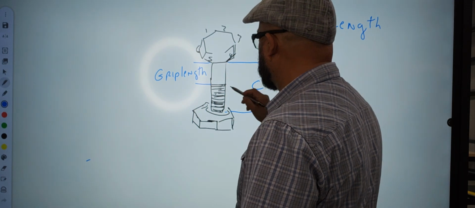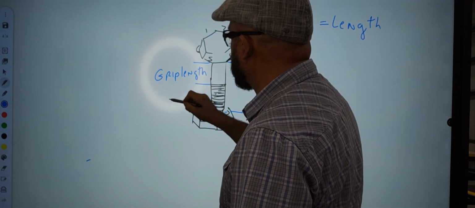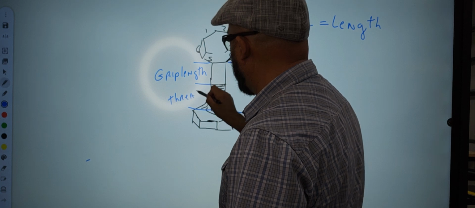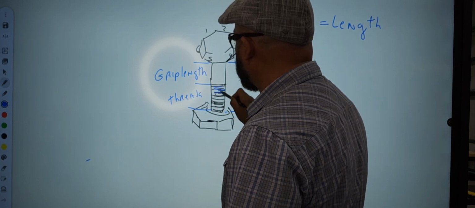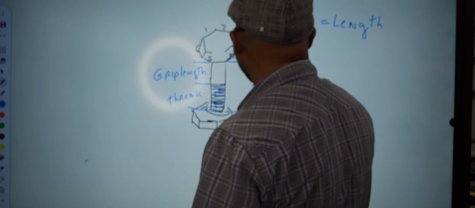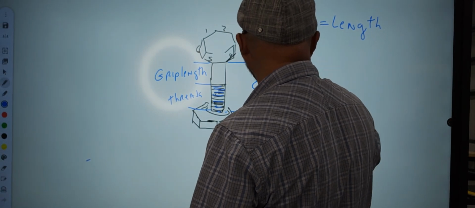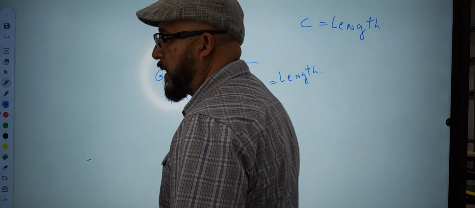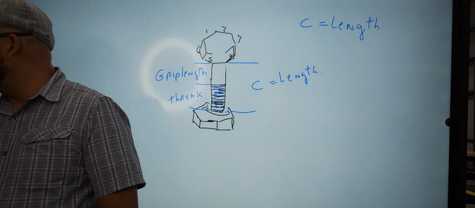Then you have the thread. These are the threads, which is what's fastening to that. And then the C will be the overall length, as I put there, length. Those are the areas that you have to know.